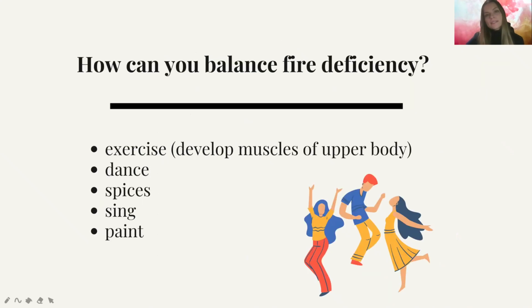Now, how can you balance fire deficiency? As I said before, regular exercise, development of the muscles in the upper body, and this can help you with your posture. If you struggle with your body posture, then developing muscles in the upper body will help you with your self-esteem, because you will be able to carry yourself better. Dance, sing, paint. Anything creative is also very good for fire deficiency. And eating food with spices, like curry, for example.